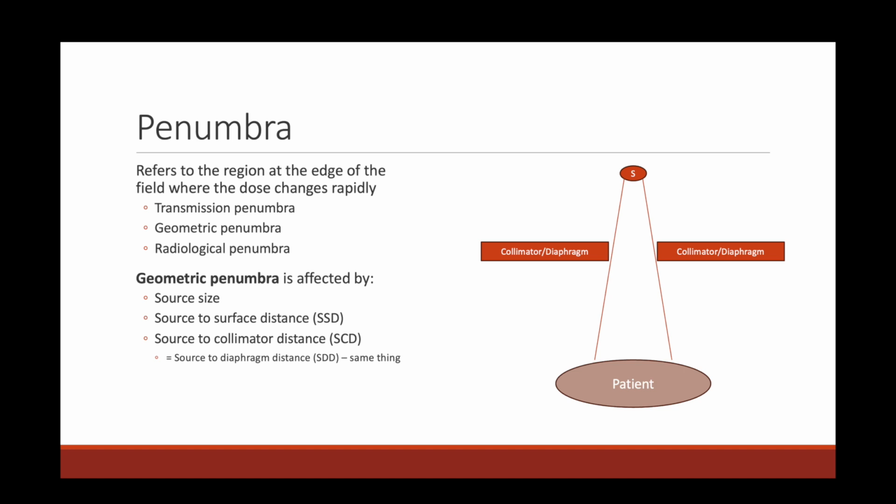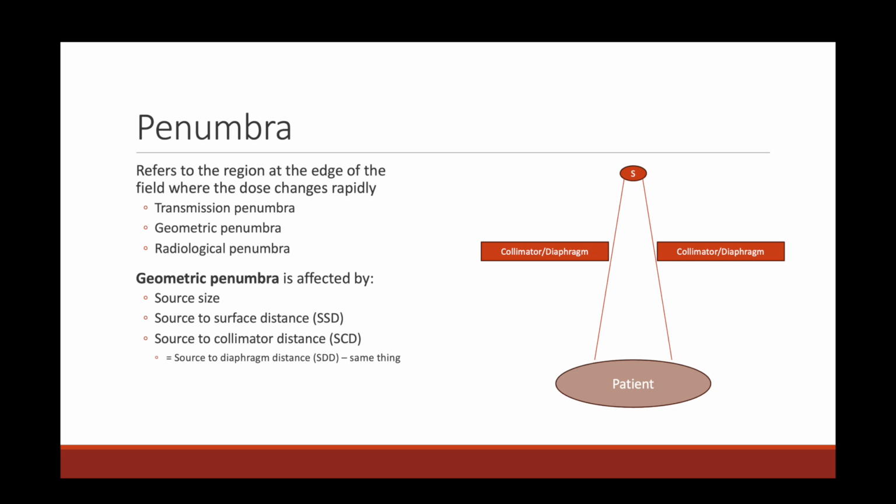Our geometric penumbra is going to be affected by a few things. Number one, the size of the source. Number two, the source to surface distance. And number three, the source to collimator distance, also known as the source to diaphragm distance.